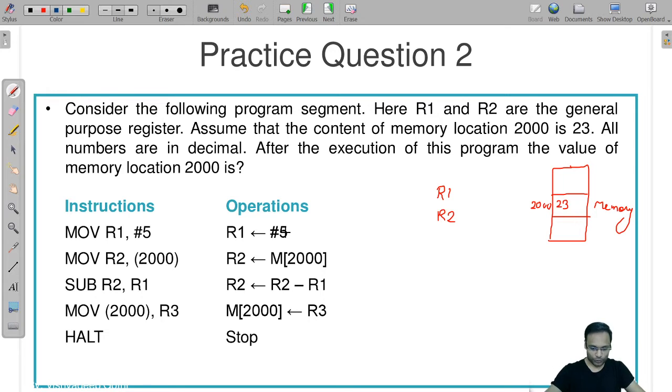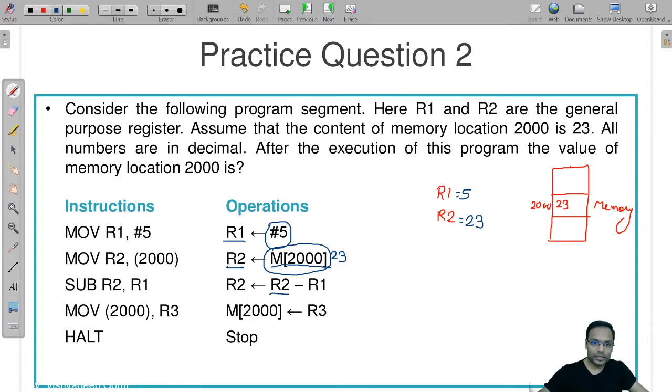Let us try. First of all, this particular instruction says that value 5 is copied into register R1. So I will set R1 equal to 5 in decimal. Next, the second one is saying you need to access the memory on address 2000. What is the value at memory location 2000? 23. So this says you need to read value 23 and copy it into register R2. R2 will get value 23.